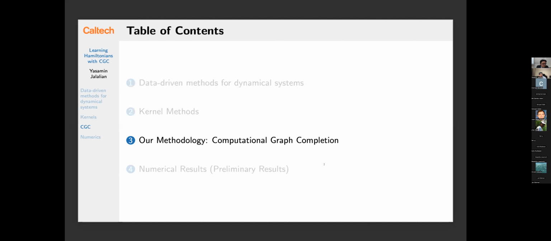And so, having said all of this, now we are ready to move to the main framework of what we are using in this work, which is the computational graph completion.